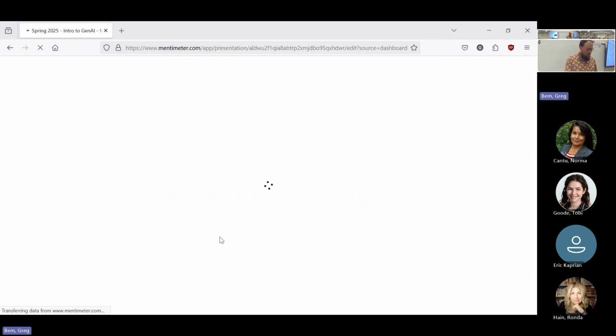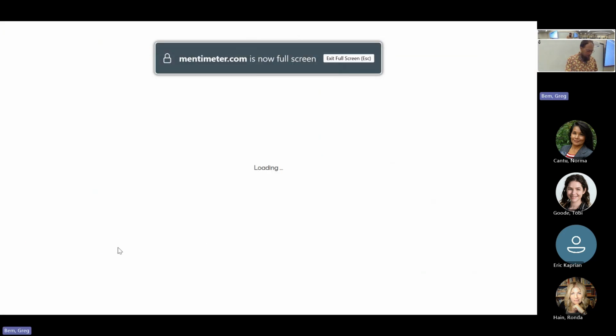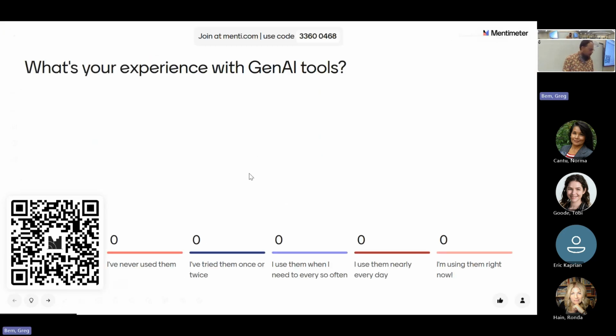The cool thing about Mentee, if you all end up doing presentations in your future, is that it does have a QR code built in. So here's the QR code I would like you to scan.